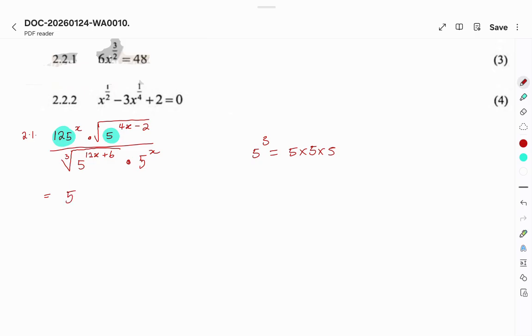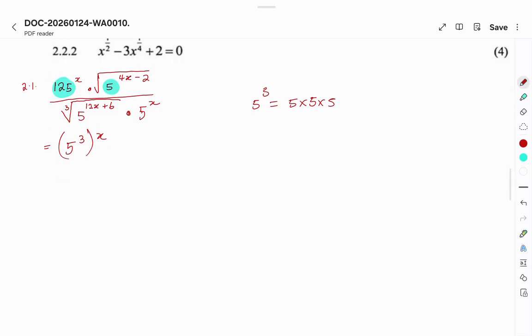So I have the 5 to the power of 3, that is raised to the power of x, then I multiply. Then since I have the square root there, how do I remove the square root? It will be 5 of 4x minus the 2. Then to remove the square root, I multiply with the half, so that I have that one. Then same thing applies to the one that I have there. I have 5 to the power of 12 plus the 6. Then I multiply with the 1/3 of that one. Then I multiply by the 5 to the power of x.